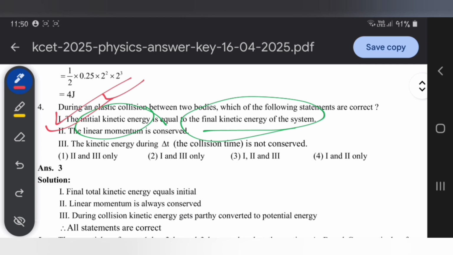Third one, the kinetic energy during the change in time, the collision time, is not conserved. That is also absolutely correct. So here the option should be the third one. The third one is the right answer.